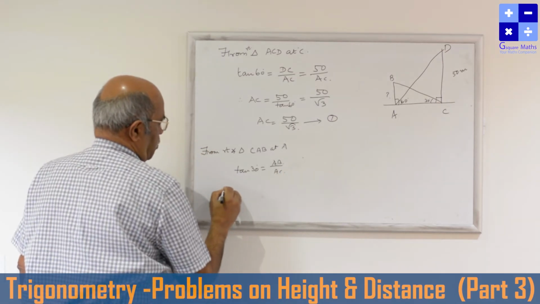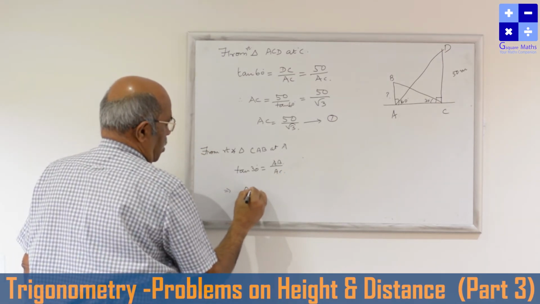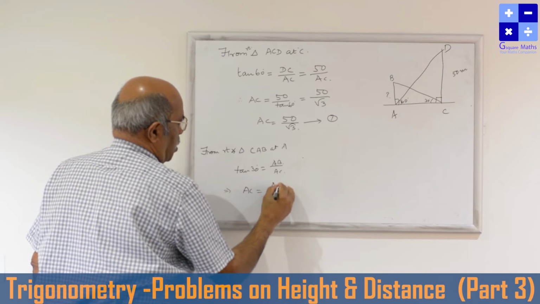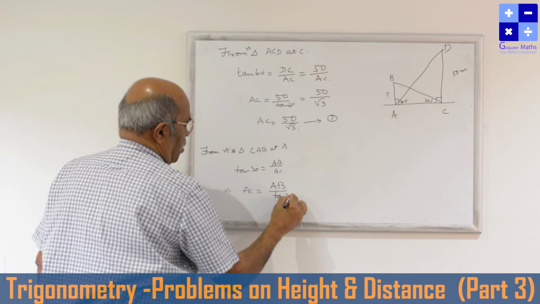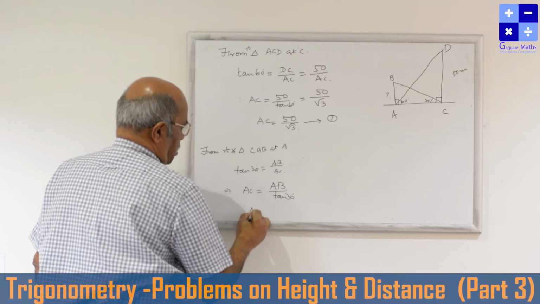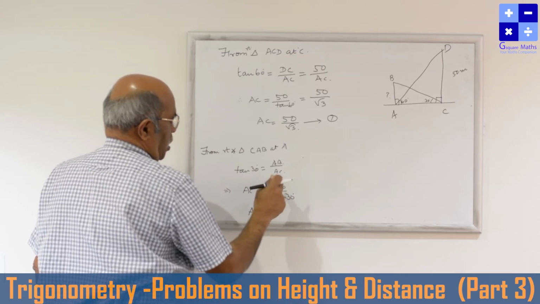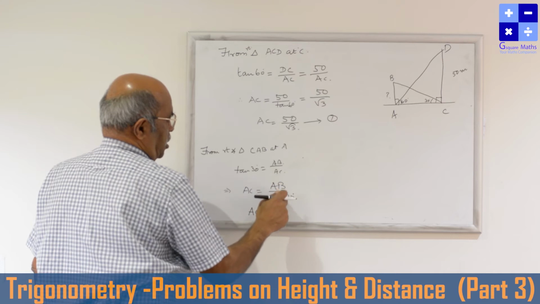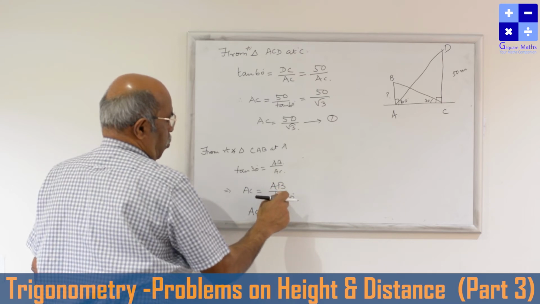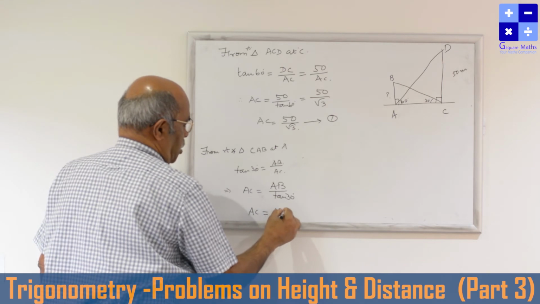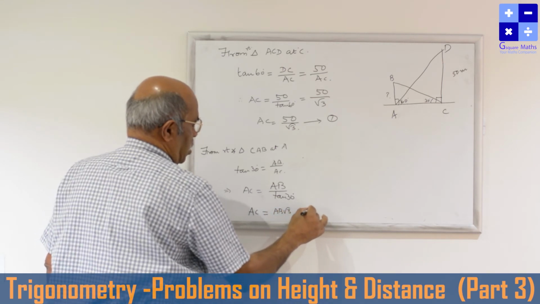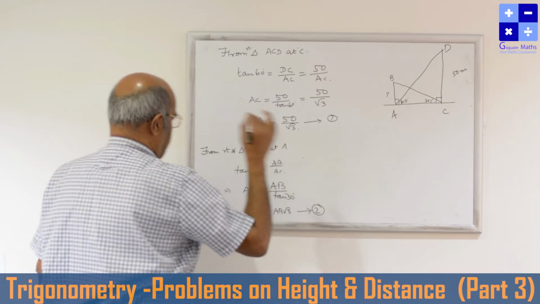This implies AC is equal to AB by tan 30. Therefore, AC is equal to AB by tan 30. Tan 30 value we know 1 by root 3. So that will go up and AB root 3. Equation 2.